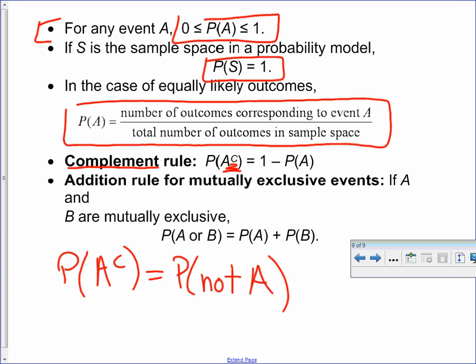The key here is this, you can only use this formula if A and B are mutually exclusive. I know I covered a lot of material, and you're going to want to go back and review this.